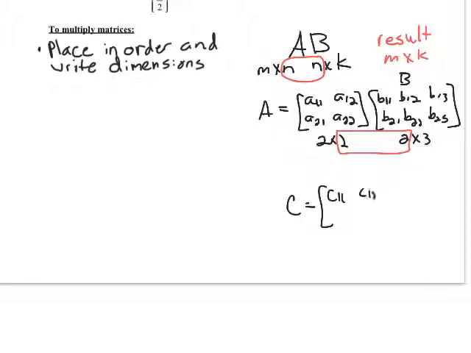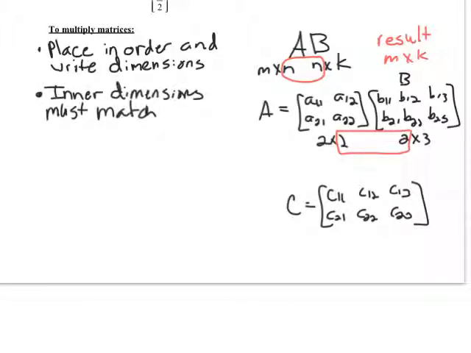C11, C12, C13, C21, C22, C23. I always lay that out so I know how many values I'm calculating. Again, it's a 2 by 3 because the outside number is the number of rows, and this outside number is the number of columns. So I'm going to make 6 calculations. That's 6 inner products I should produce when I do this problem. And then just as a reminder, the inner dimensions must match when you line them up.